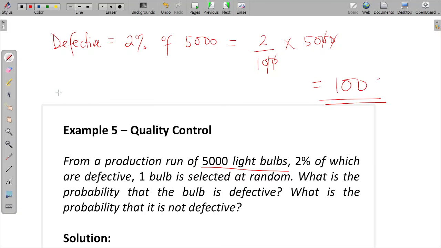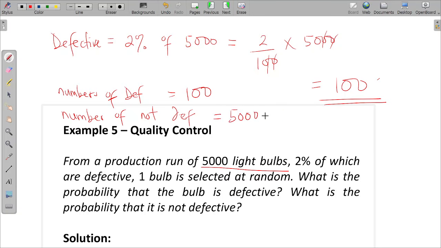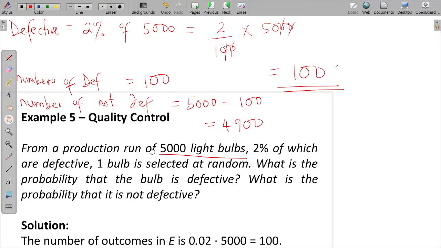So the number of defective is 100. That means the number of non-defective should be 5,000 minus 100, which will give us 4,900. That is the number of non-defective. So now it is easy to find the probability.